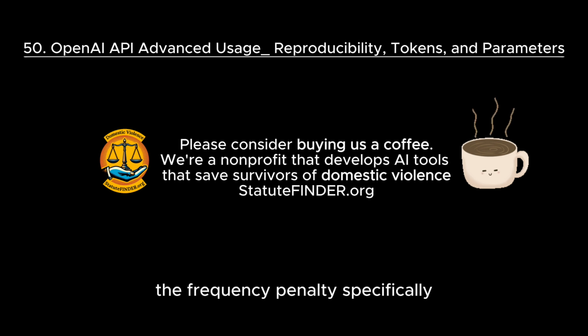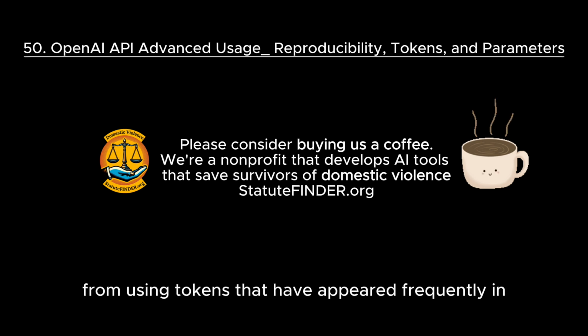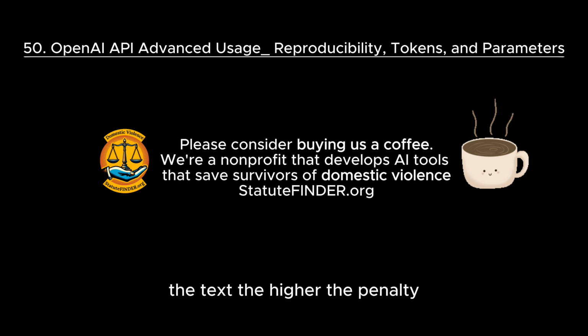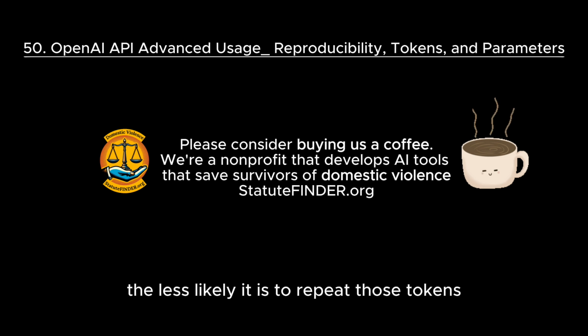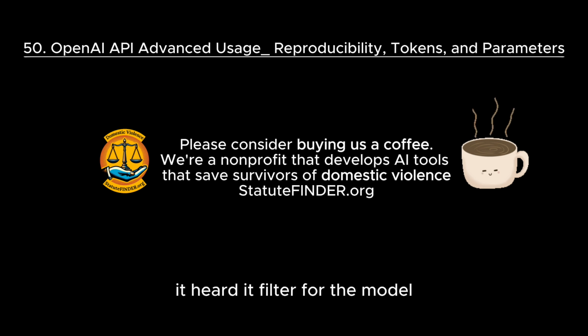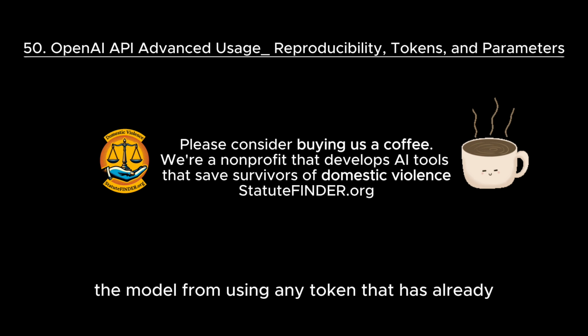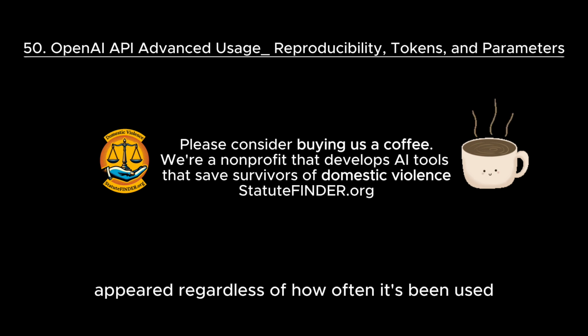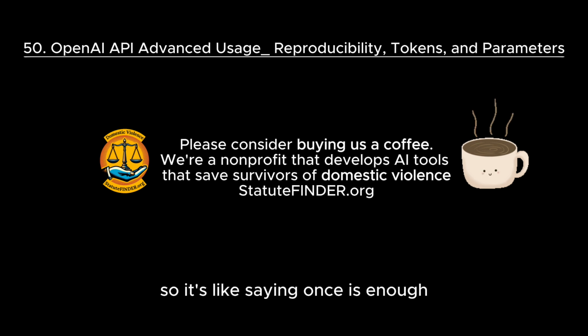Exactly. The frequency penalty specifically discourages the model from using tokens that have appeared frequently in the text. The higher the penalty, the less likely it is to repeat those tokens. Okay, so it's like a seen it, heard it filter for the model. What about the presence penalty? How's that different? The presence penalty is even stricter. It discourages the model from using any token that has already appeared, regardless of how often it's been used. So it's like saying once is enough. Let's try something new.